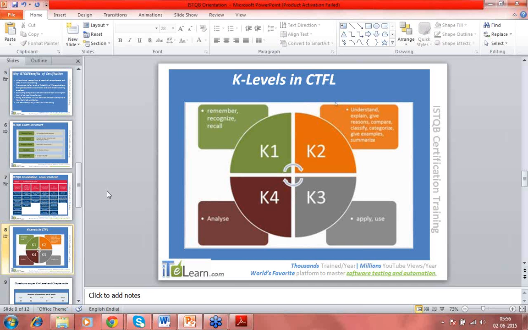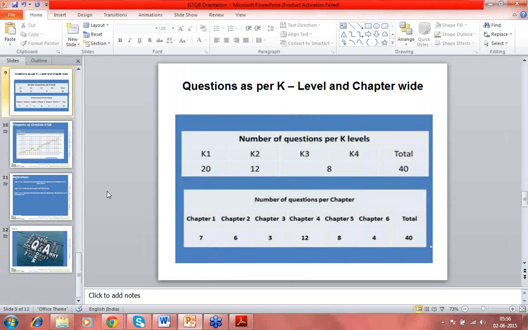In K3, you need to apply your knowledge. You gain some knowledge and then you need to apply it. How you can apply and use those things in your day-to-day life cycle is what is being tested in K3. K4 is majorly about how you analyze a situation, how you analyze a scenario, and then take it forward. So these are the four different levels called K levels, and the examination is focused around these four levels.